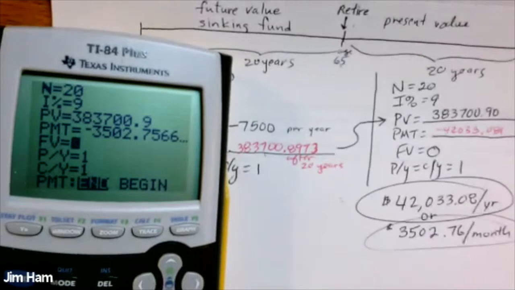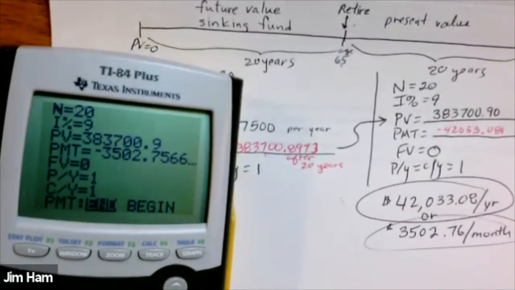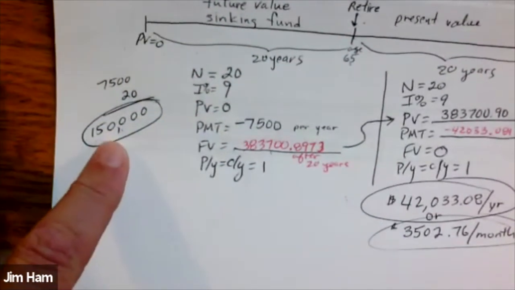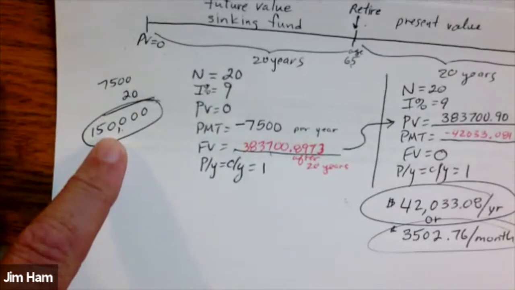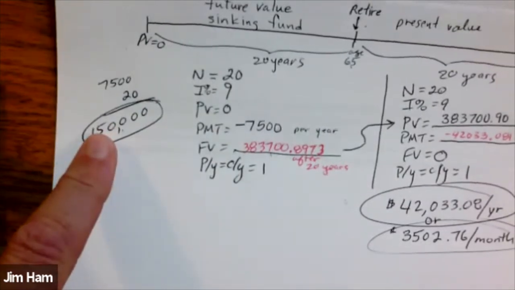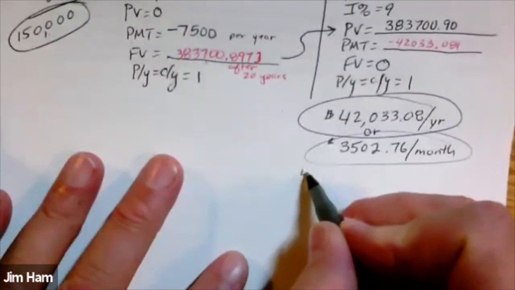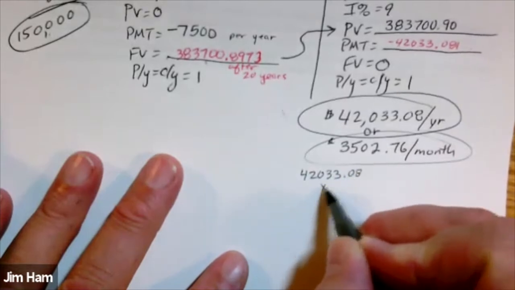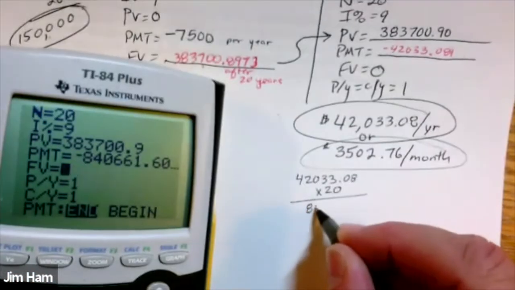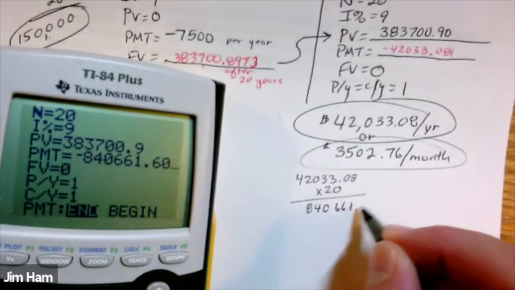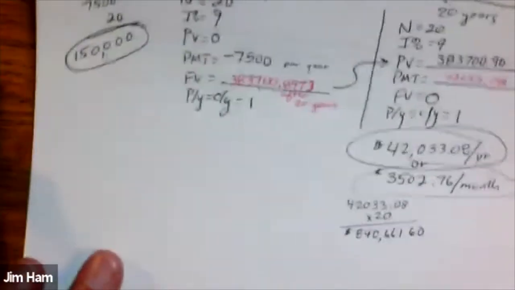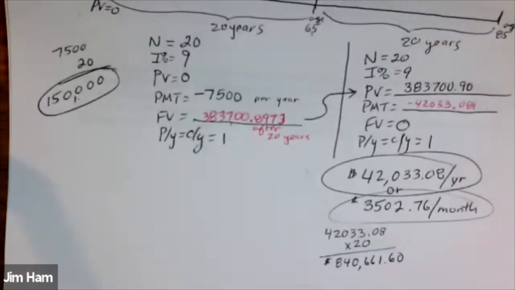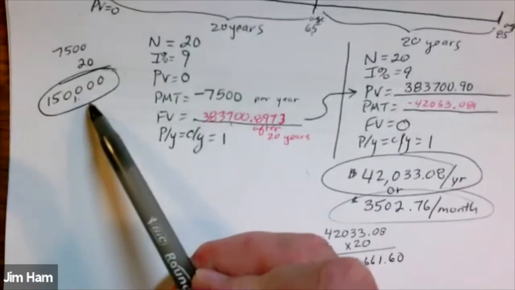Now let me just go through the math here, and we know that this guy invested $150,000 of his own money. But what did he get paid back over those last 20 years? What he got paid back over those last 20 years would be $42,000, a little bit more, times 20. That's 840,661.60. I don't know if you can see how significant this is.